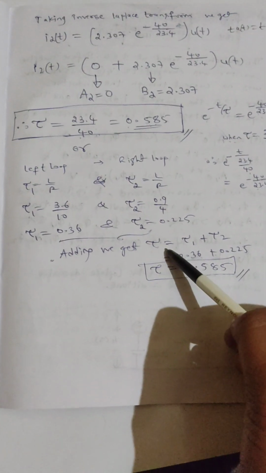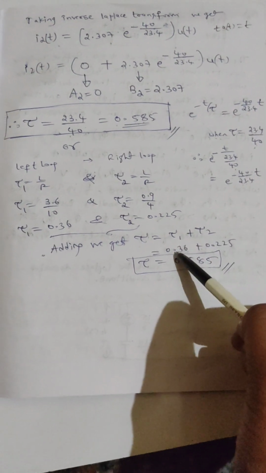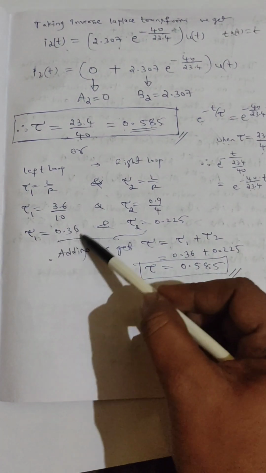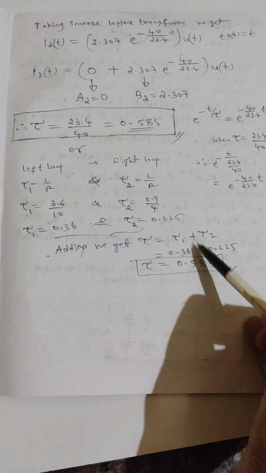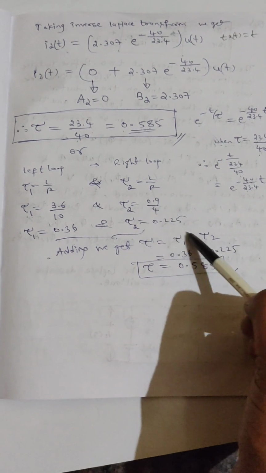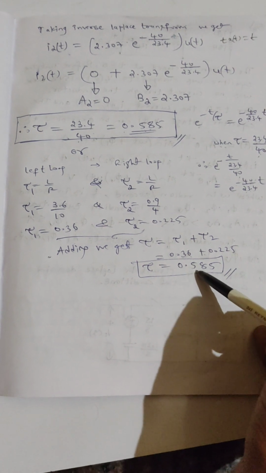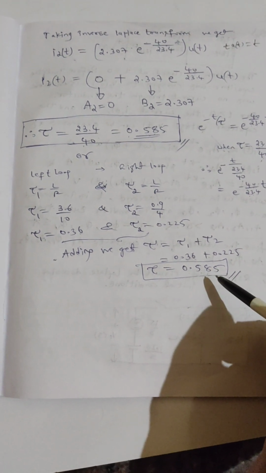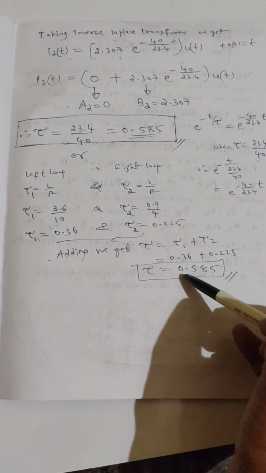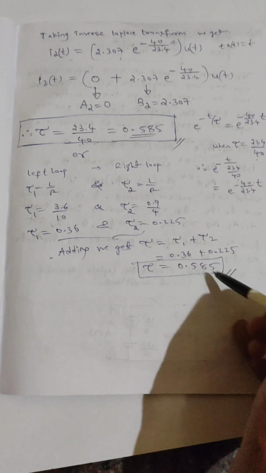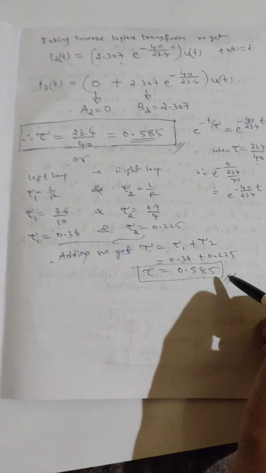Adding, we get tau is equal to tau 1 plus tau 2. Tau 1 in the left loop, the time constant is 0.36, and in the right loop the time constant is 0.225. The overall time constant is 0.585. So got it, 0.585. This is the value of tau.